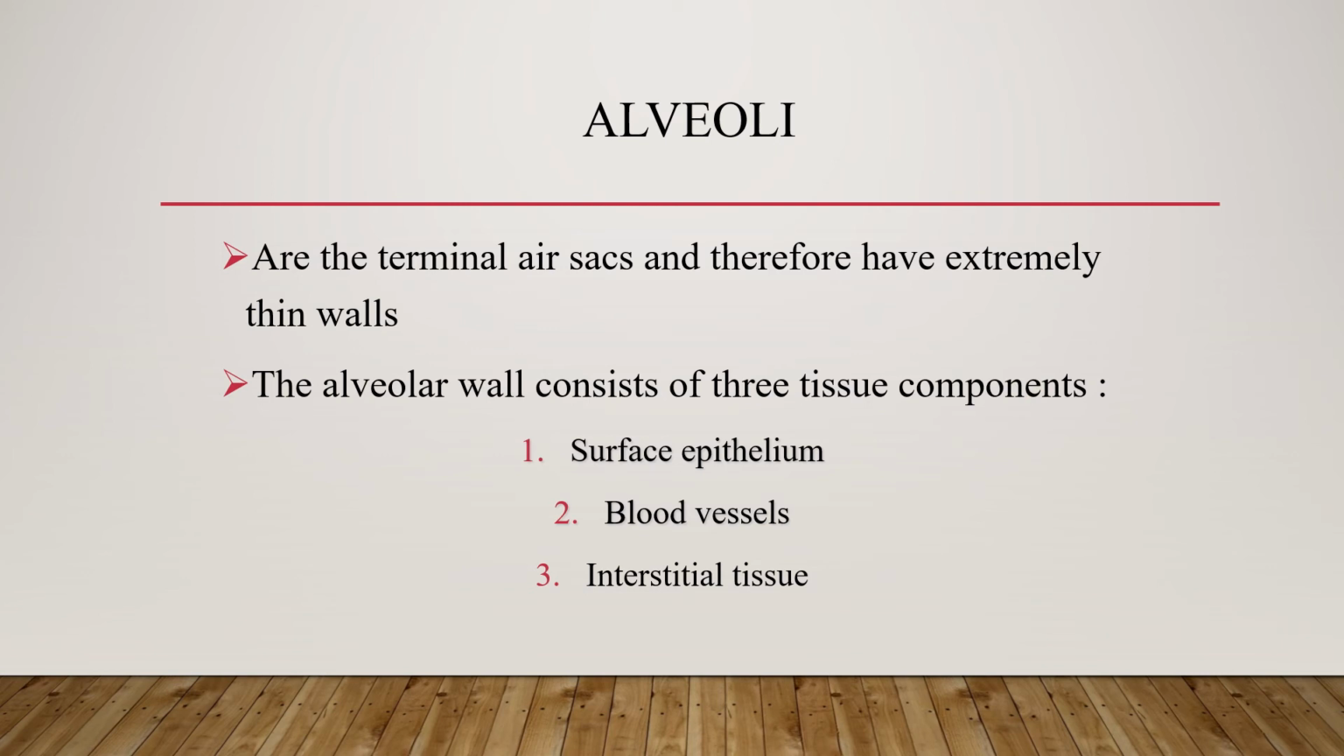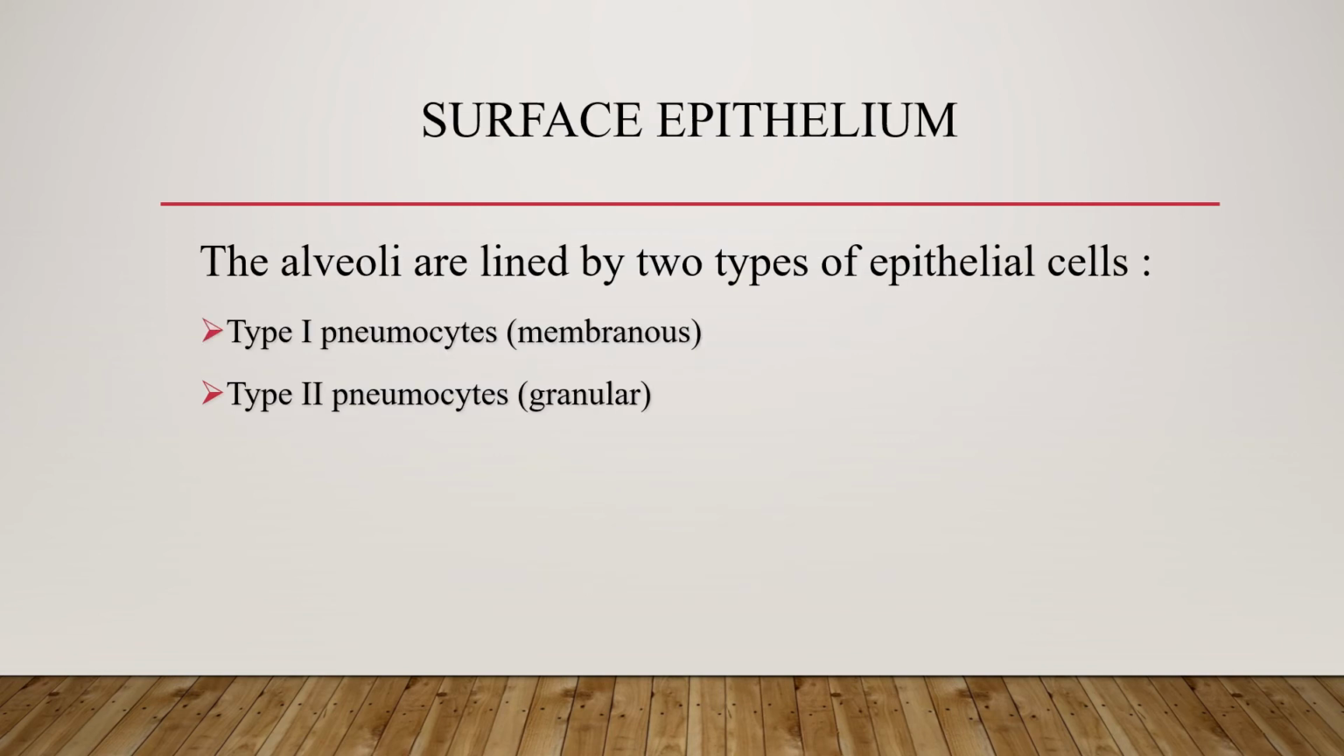So the alveoli, they are the terminal air sacs and they have very thin walls. The alveolar wall consists of 3 tissue components: surface epithelium, blood vessels and the interstitial tissue. The surface epithelium is composed of epithelial cells. There are 2 types of epithelial cells present in the alveolar walls: Type 1 pneumocytes, also called membranous pneumocytes, and Type 2 pneumocytes, also called granular pneumocytes.